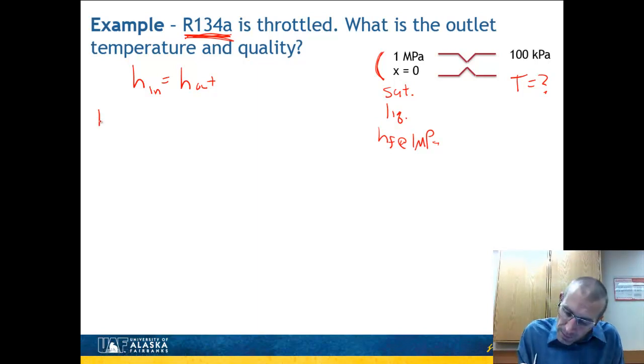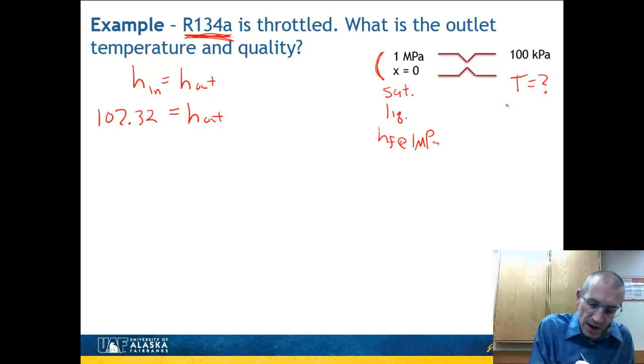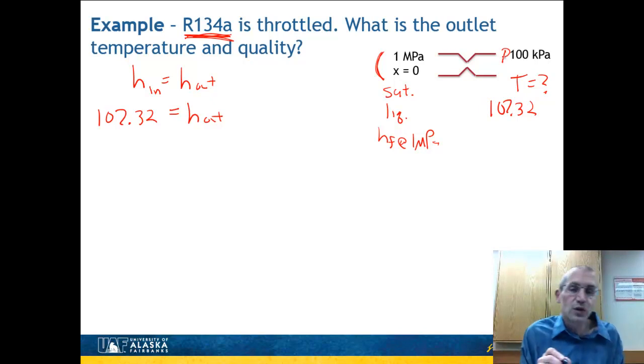So if I look that up on this, the refrigerant table, 107.32 is the inlet enthalpy. And I know that that right there is going to be equal to H out. Well, that's not what the problem asks for, though. What it asks for is the temperature. So now what I have is the value of H. H is 107.32, and I have a pressure. So I have 2 intensive variables where I'm trying to find the temperature.